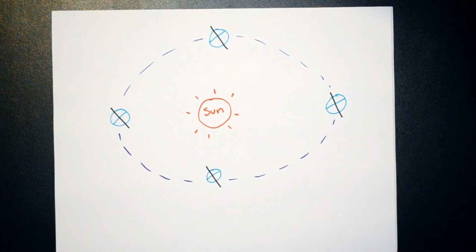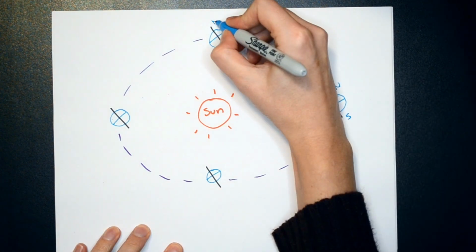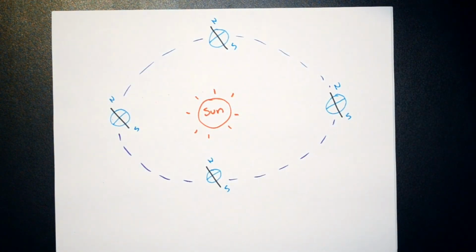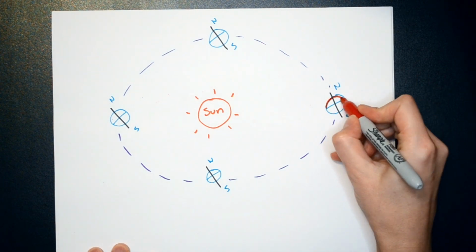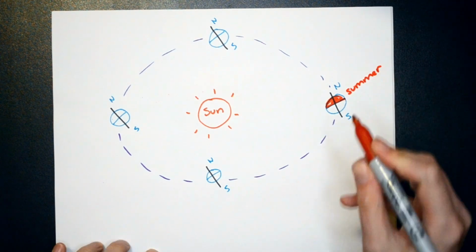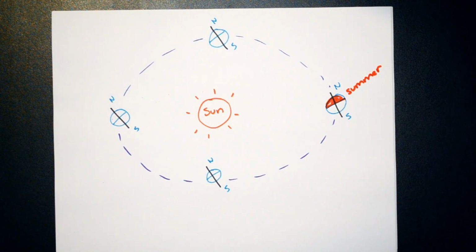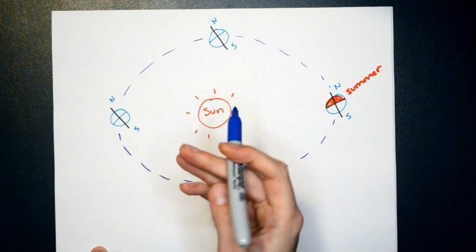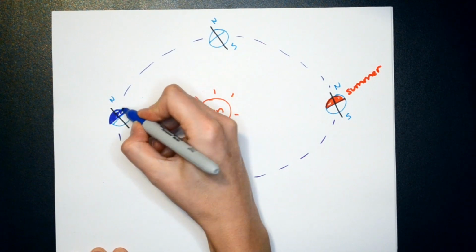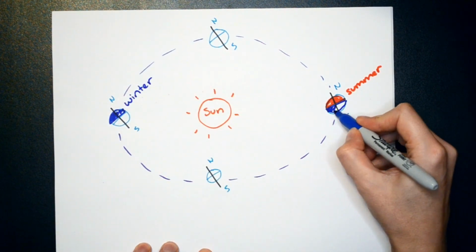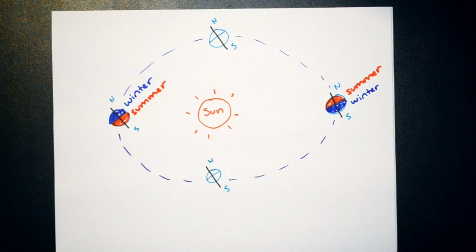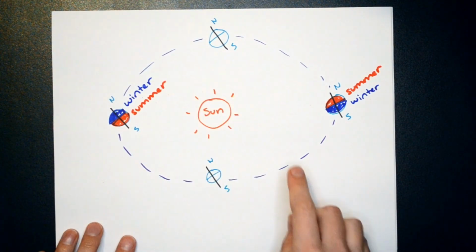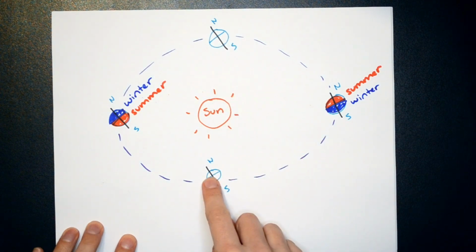Let's talk about the Northern Hemisphere. As the Earth revolves around the Sun, there is a point where the Northern Hemisphere is tilted toward the Sun. This is when we experience summer. On the opposite side of the orbit, the Northern Hemisphere is tilted away from the Sun. This is when we experience winter. The opposite is true for the Southern Hemisphere. When we experience spring and fall, the sun falls equally on both hemispheres.